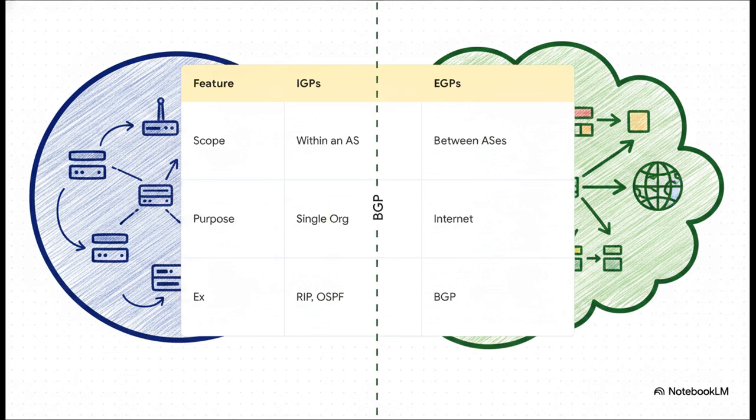On the other hand, we have Exterior Gateway Protocols, or EGPs. These handle the routing between entirely different autonomous systems. So when your organization needs to talk to the wider global internet, it uses an EGP. And the absolute most famous example of that is BGP, the Border Gateway Protocol.